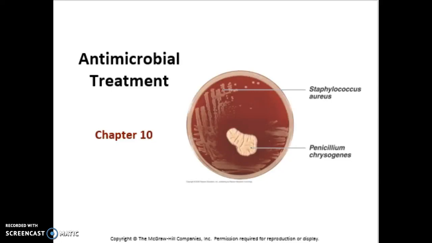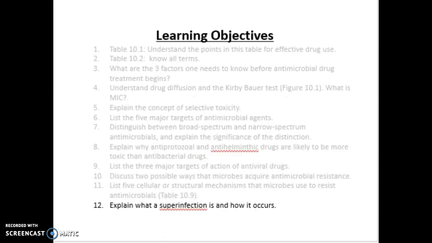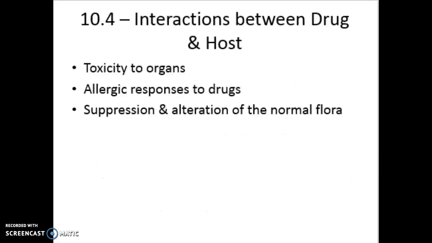Alright, the last section of Chapter 10 is Section 4. And this section, in terms of your objectives, is just objective number 12, looking at what a superinfection is and how it occurs. And what this section looks at is the interaction between drug and host. And what you want is the least amount of interaction between the host itself and the drug, but rather just the drug and the microbe.